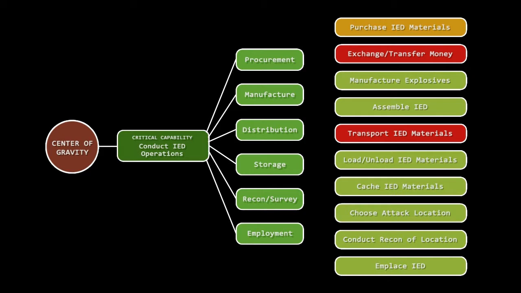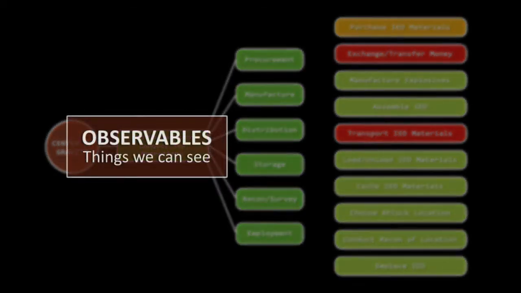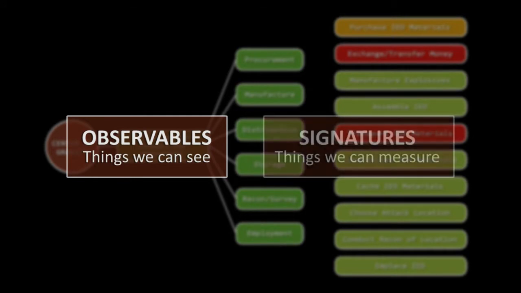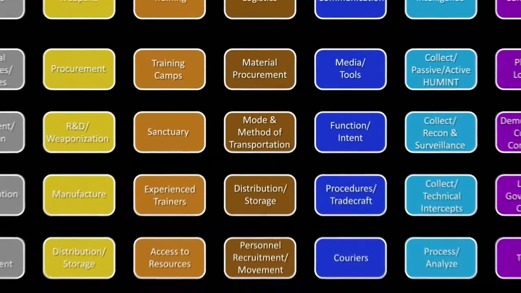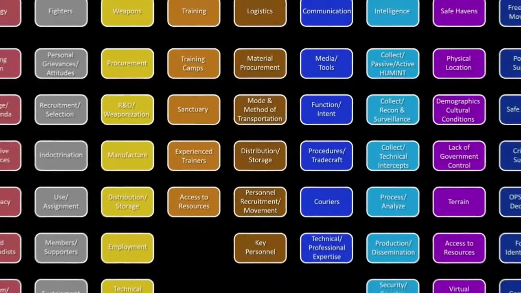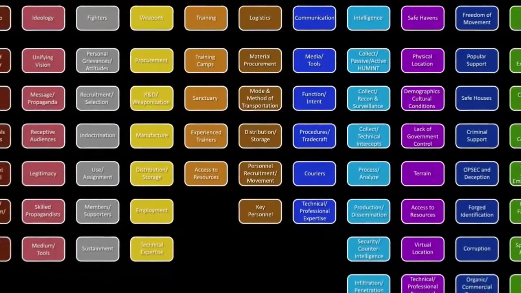Once the critical vulnerabilities have been revealed, we can develop the associated indicators or observables, things we can see, and signatures, things we can measure, of those activities so that successful collection on and disruption of the enemy can occur. In developing the indicators, it is helpful to consider the people, places, processes, and materials that are involved in the activity.